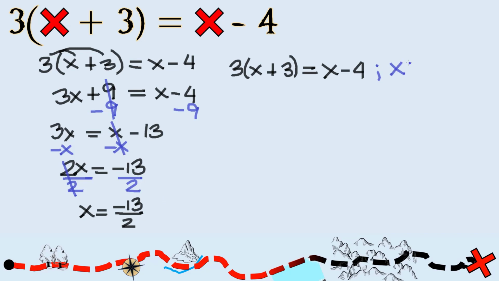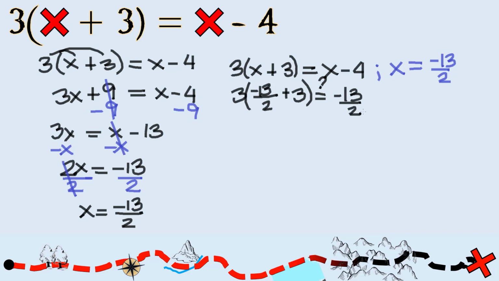So again, the result for the unknown is a fraction, so we really need to master and review the operations on fractions. So simply substitute here: 3 times negative 13 halves plus 3 must be equal to, question mark, because we are checking, 3 times negative 13 halves minus 4.